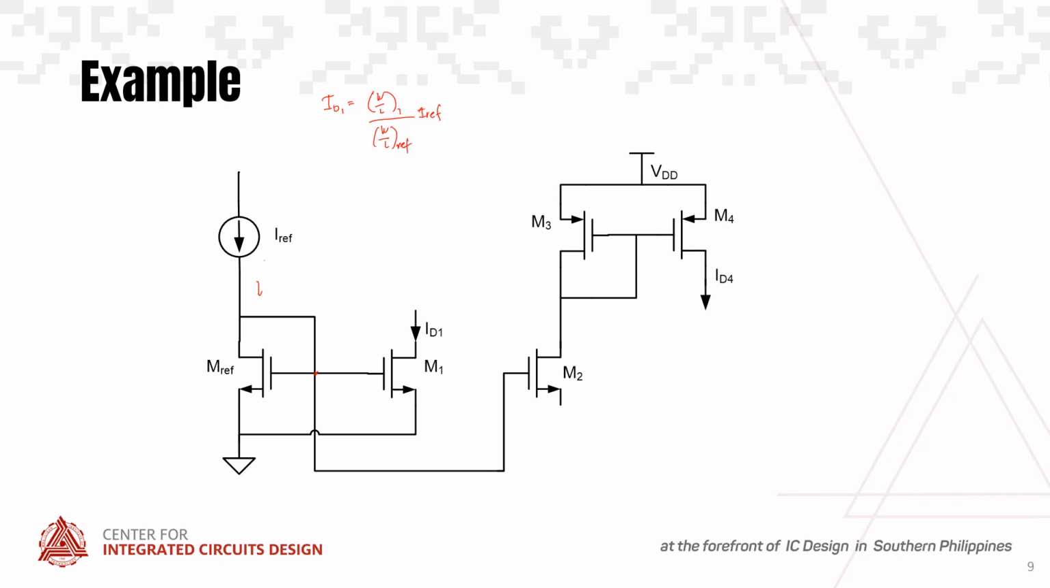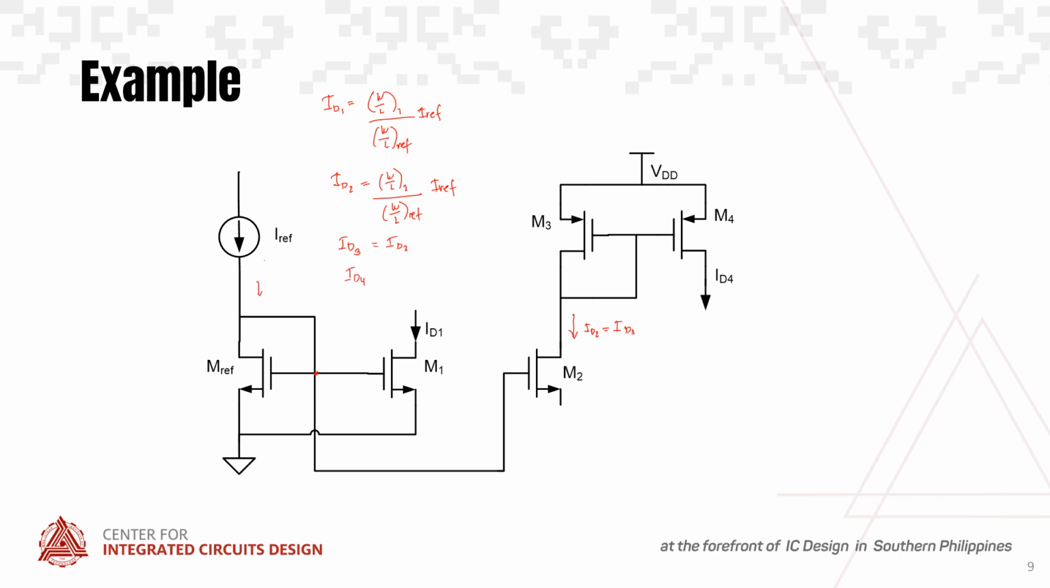And our ID2, since the gate of our M2 is also connected with the gate of our MREF and M1, we can say ID2 is equal to (W/L)2 over (W/L) ref times IREF. How about ID3? ID2 and ID3 are flowing in the same direction, so ID2 and ID3 are equal.